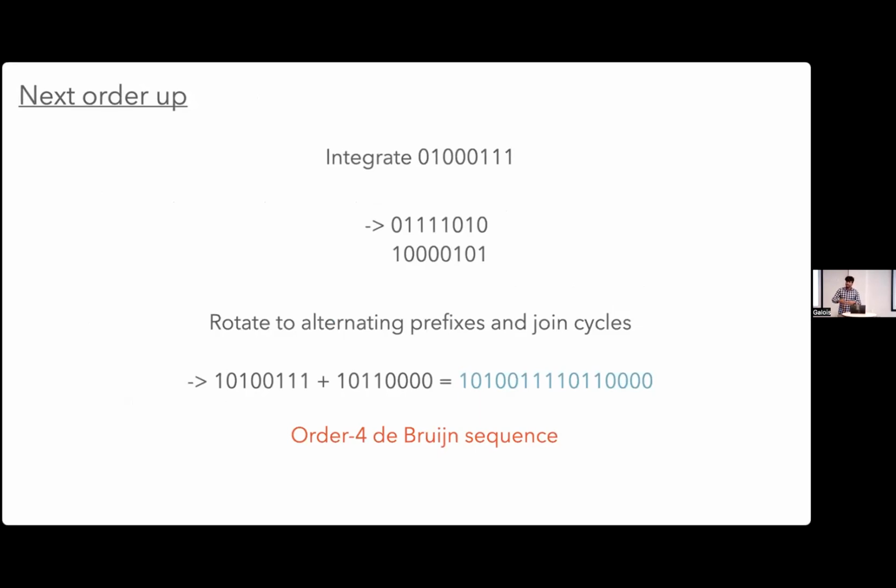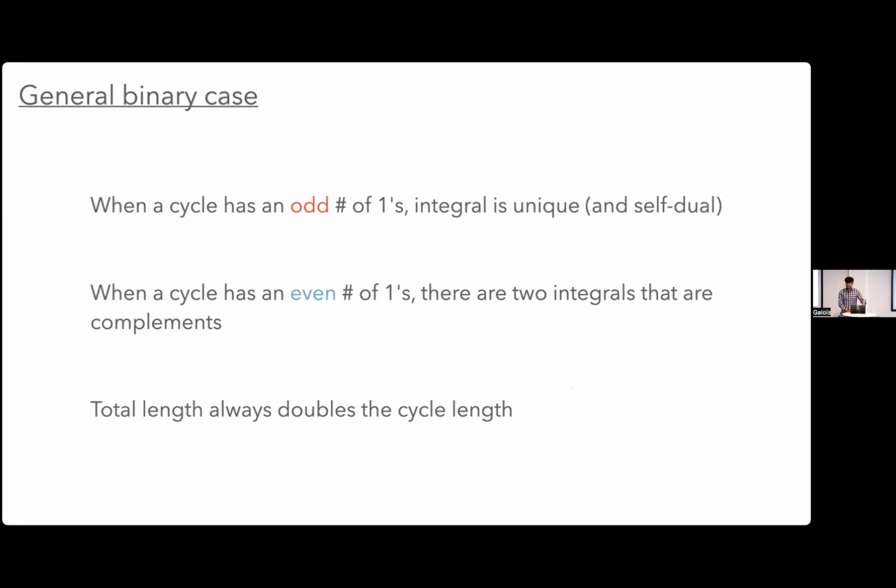But there are actually 2 possibilities. When a cycle has an odd number of ones, that integral is unique and it's self-dual, meaning that it equals its complement. So if I chose either 1 or 0, I just get the same cycle. But when the cycle has an even number of ones, there are 2 integrals and they're complementary. But the total length always doubles the cycle length. The total length of the integrated sequence spans exactly double the characters as the sequence you're integrating.